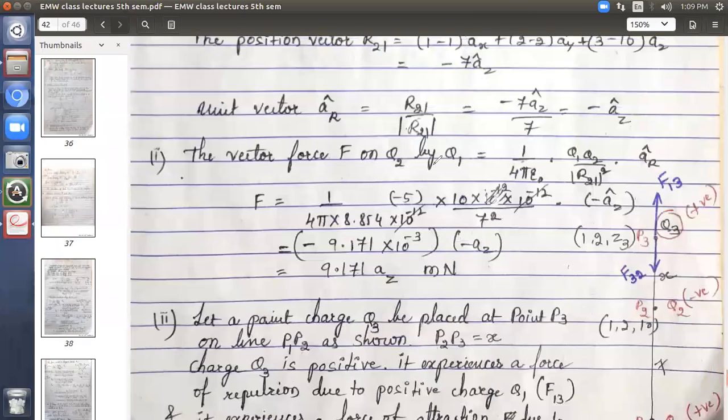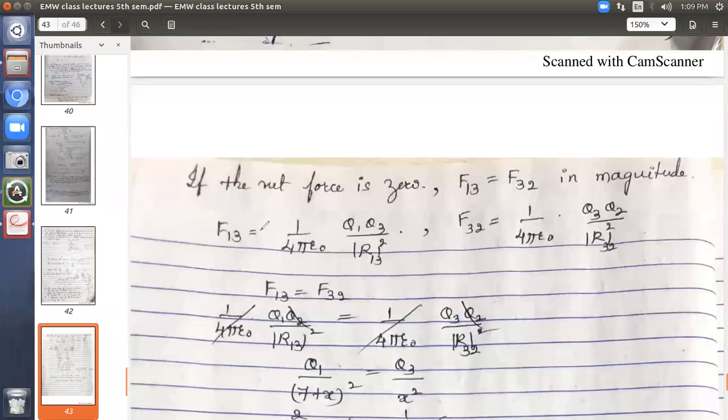This is the condition. According to that, what I'll do, F13 is generally the force on the charge Q3 due to the charge Q1. It is 1 by 4 pi epsilon naught Q1 Q3 by R13 square. It is a general formula. And for the second force, I think I should take this 3-1, right? The force on the charge Q3 due to Q2 is 1 by 4 pi epsilon naught Q3 Q2 by the distance square. These are the two general formulas, and this is the given condition.